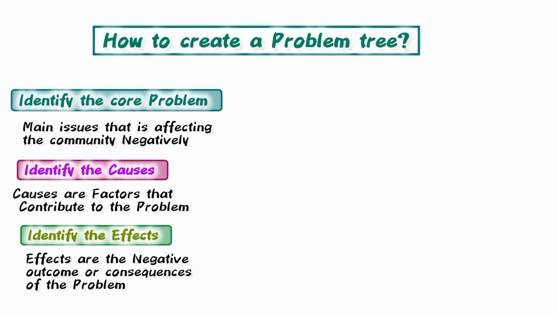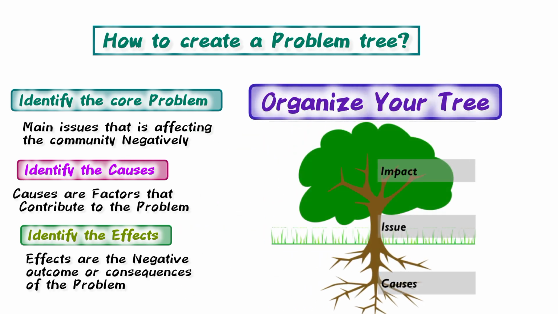Step 4, organize your tree. Place the causes at the bottom as roots. Place the main problem in the middle as the trunk. Place the effects at the top as branches. So this structure shows the relationship between the causes, the main problem, and the effects, making it easier to plan for intervention. But how can we turn a problem tree into an objective tree?